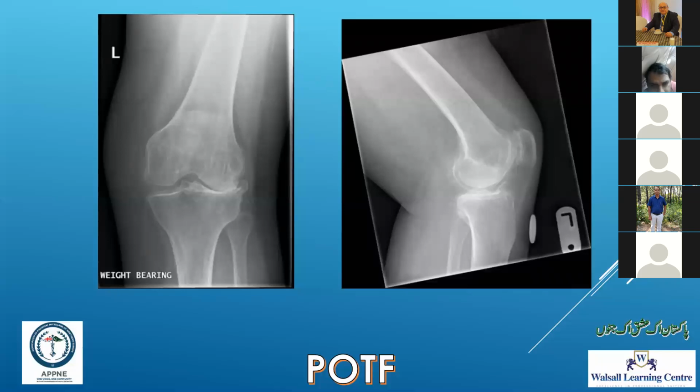So this is a weight-bearing AP view of the left knee showing distal femur, proximal tibia and proximal fibula. Most obvious finding is increased medial joint space and obliterated lateral joint space with multiple osteophytes and sclerosis formation in the AP view, with probably valgus alignment in the left knee, and in the lateral view. Okay. Can you hear me? Yes, sir, I can hear you.